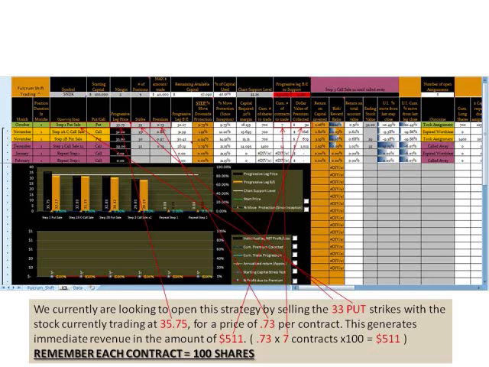We currently are looking to open this strategy by selling the 33 put strikes, with the stock currently trading at $35.75 for a price of 73 cents per contract. This generates immediate revenue in the amount of $511. 73 cents times 7 contracts times 100 is $511. Remember, each contract is equal to 100 shares.